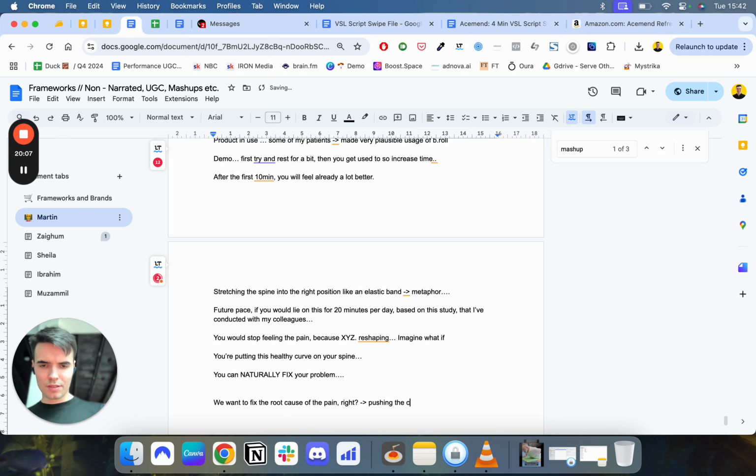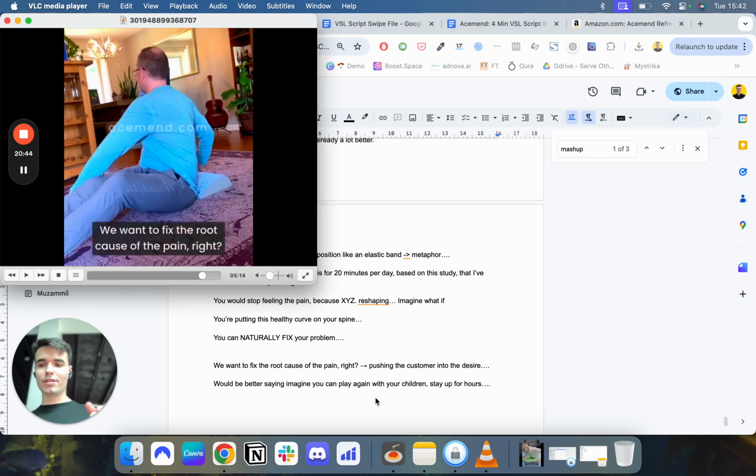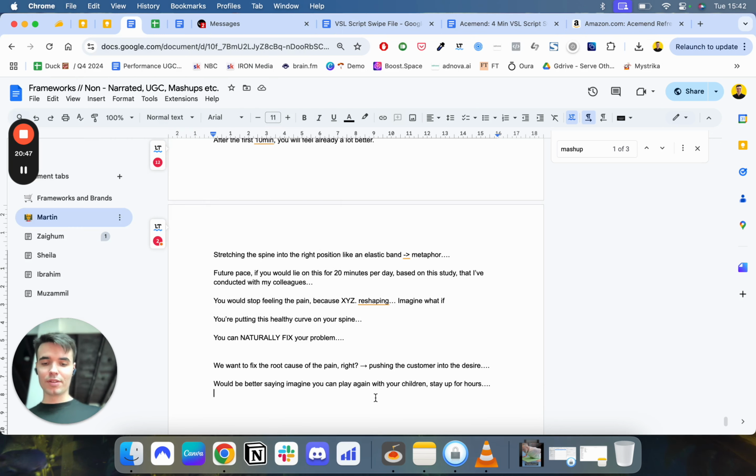It's pushing the customer into the desire. So it's like saying the desire. This could probably be even stronger if we would just say, imagine a life you can live with this back back to normal. Like the real desire is what they want, right? The feeling that they're missing out of their life.